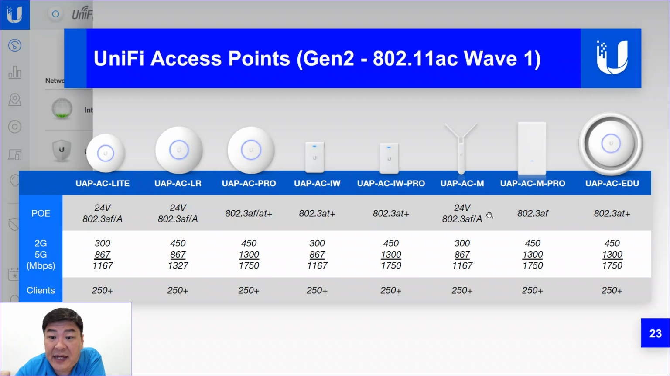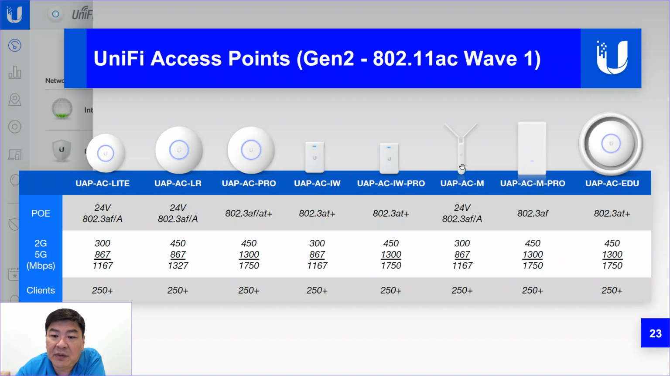For the UAP ACM and the UAP ACM Pro, in order for them to mesh up, they have to be connected to a base AP. The recommended base AP to be used for meshing will be the AC Pro. Always remember they have to start off from minimally an AC Pro. So you have to choose something from the AC Pro and above, nothing below. The first unit, what we call the base AP, has to be a UAP AC Pro, subsequently followed by an ACM or ACM Pro.